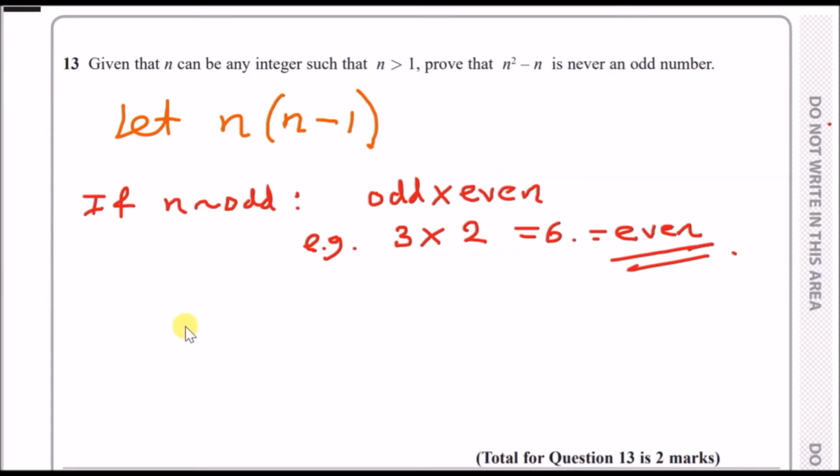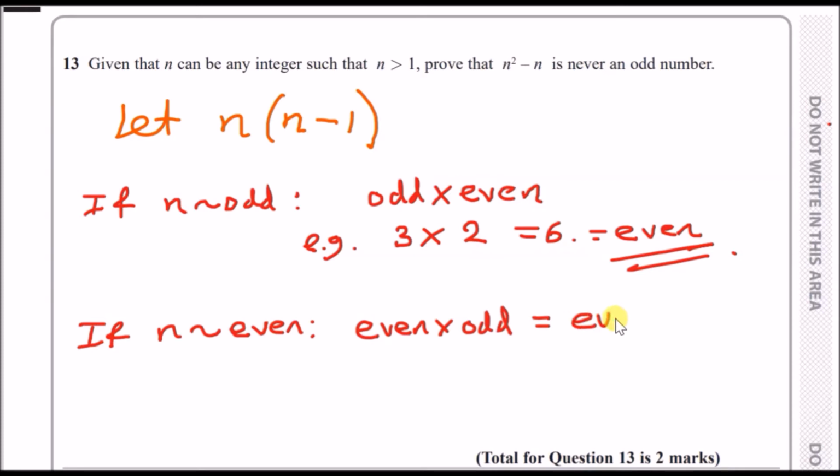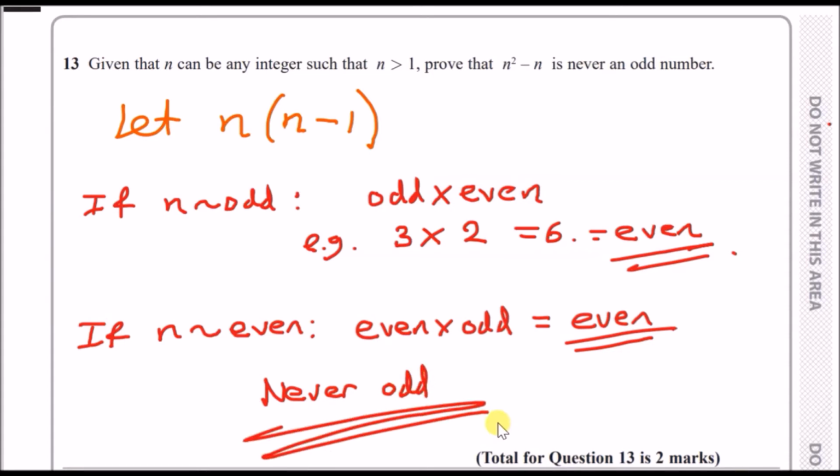Now suppose you want an even number for n, okay? So if n is even, then we're going to have an even number times an odd number, and we don't have to do anything because even times odd is like the example above. When you multiply two different things like that, you're always going to get an even number. So that's it. We just proved a statement. We just proved that it can never be odd. And that's it, guys. 13 is done.